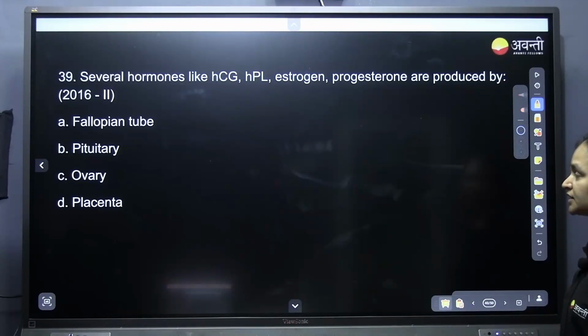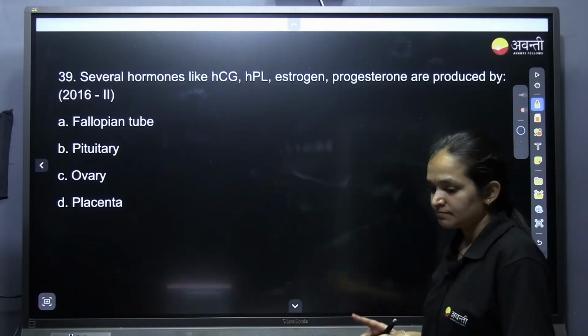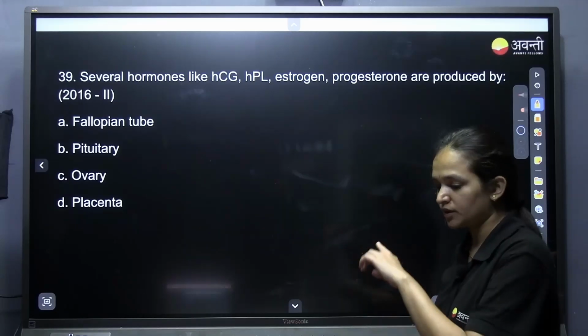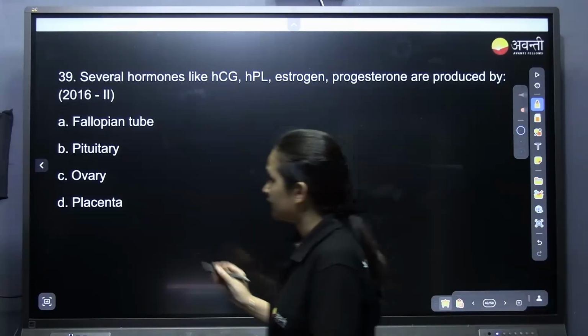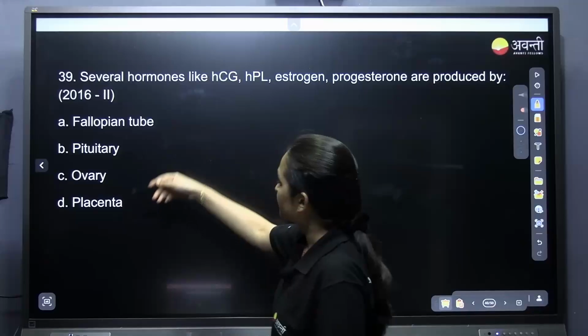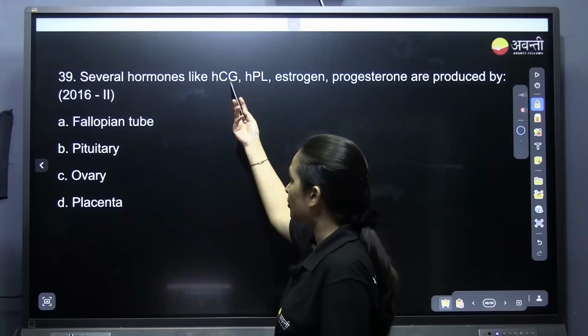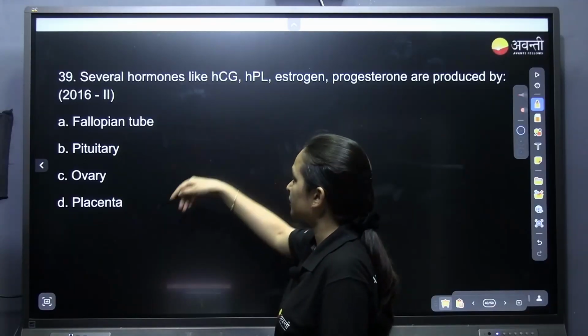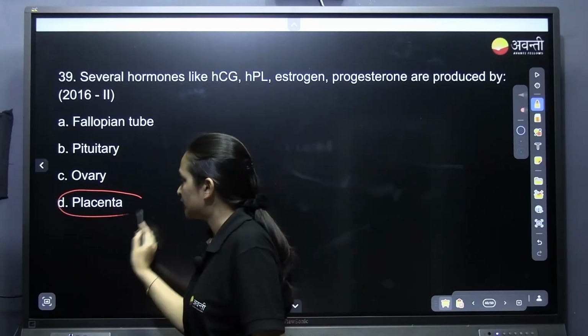Several hormones like HCG, HPL, estrogen, progesterone are produced by, same question in a reverse way. They asked which hormones the placenta will be producing. Now they have asked these hormones are produced by which part, that is placenta.